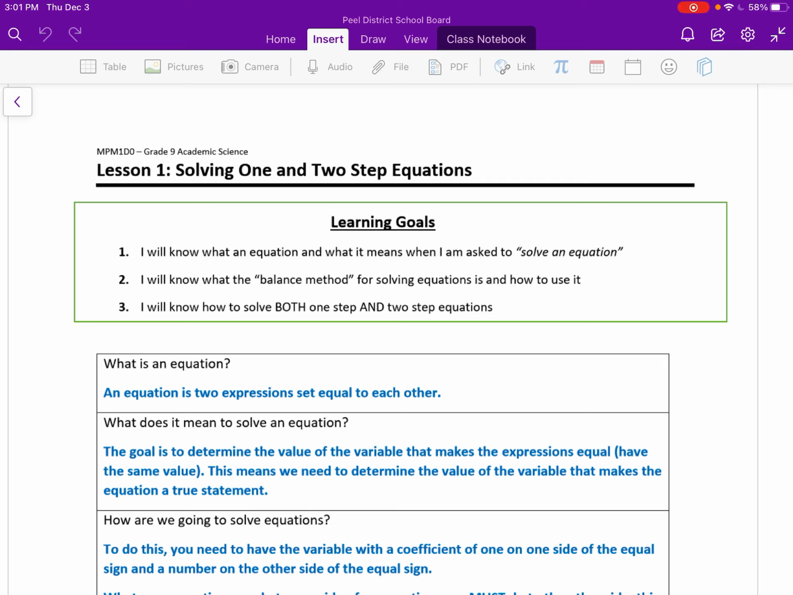So, welcome back. We're going to be talking today about lesson one, solutions involving one and two step equations. We already went over these definitions in class. I'm just going to go over them again.